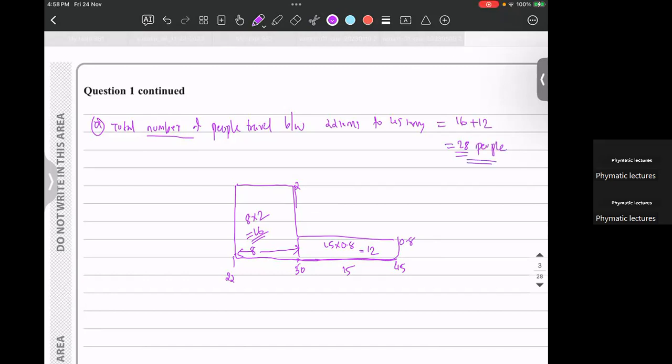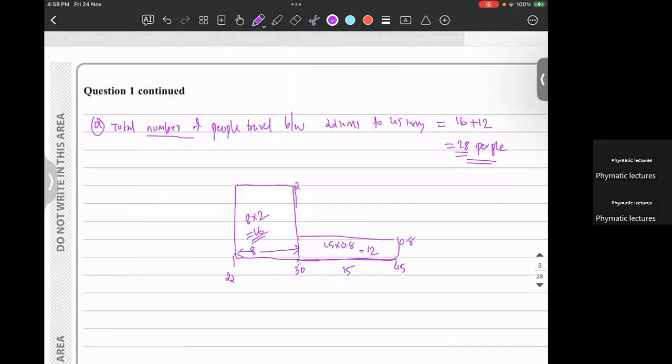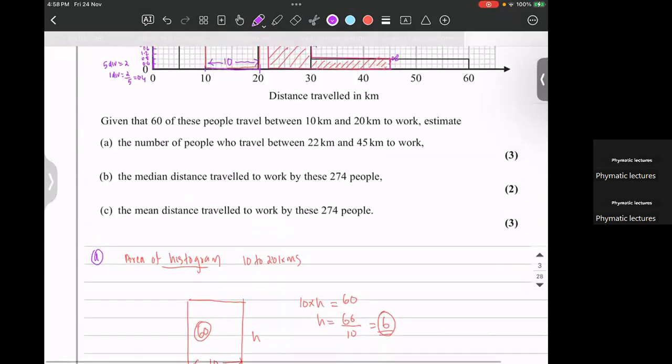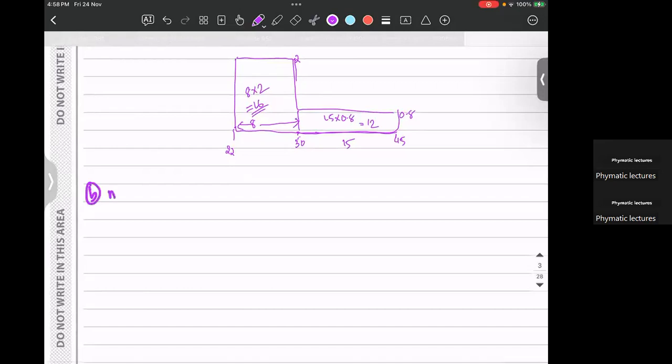That is the idea for this particular question. Clear? So that is the answer for A part. So the answer for this is 28 people. Now, the second question, the big question, is about finding the median. So what is the meaning of median? Median of 274 people. So median means it is the middle value.